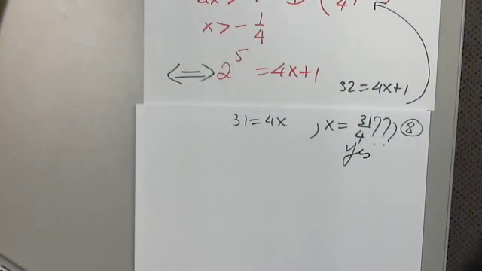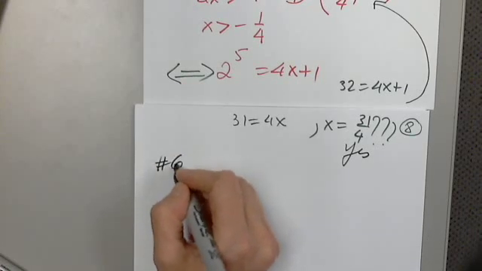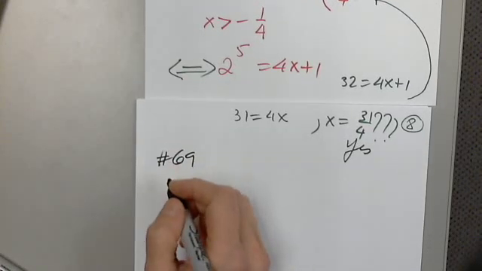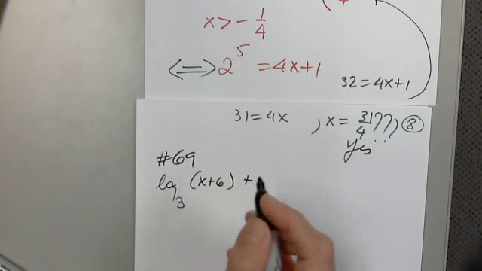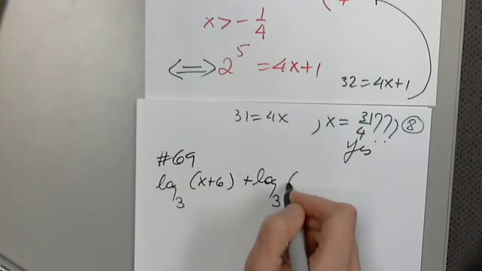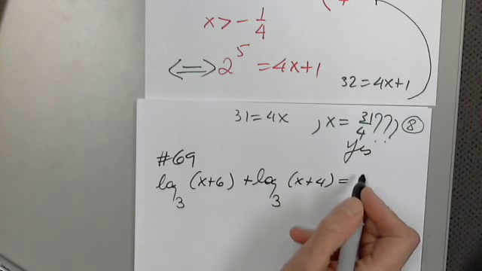So next problem, problem 69. Log base 3 of x plus 6 plus log base 3 of x plus 4 equals 1.